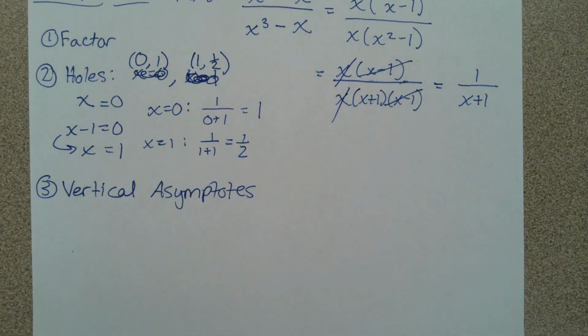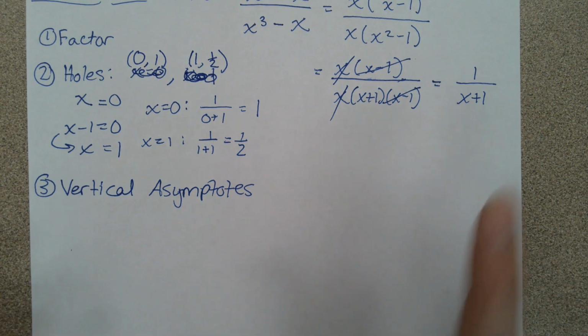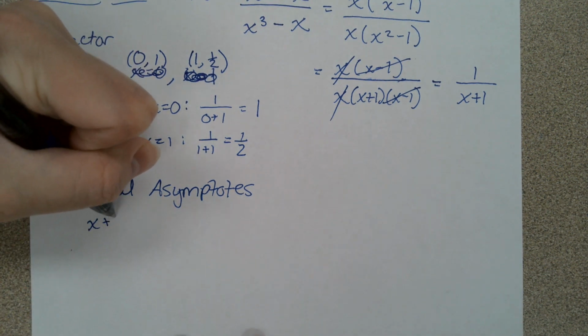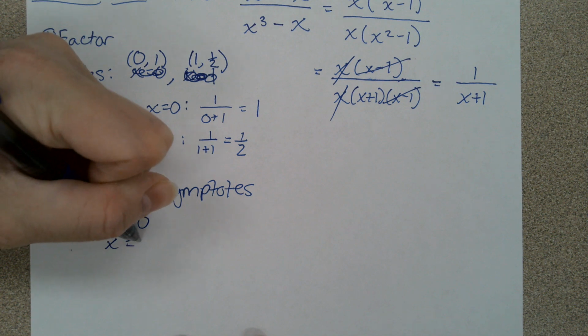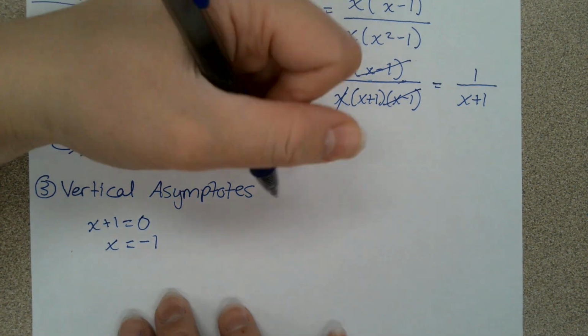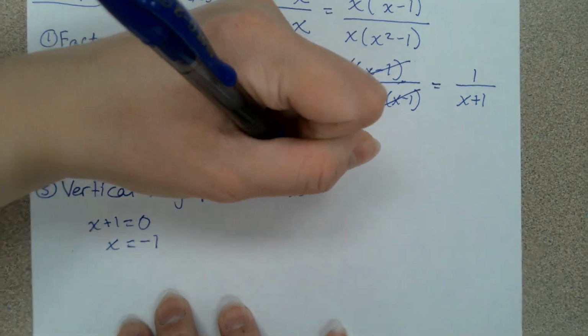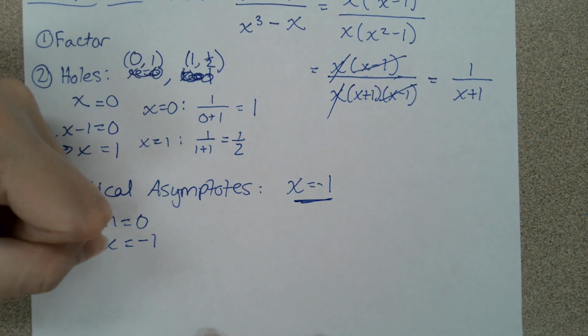Vertical asymptotes, this is when you set the denominator equal to 0. So x plus 1 equals 0. X equals negative 1. Now this is actually an asymptote. Horizontal.